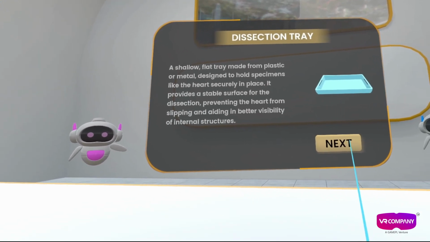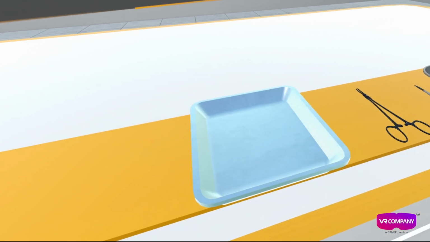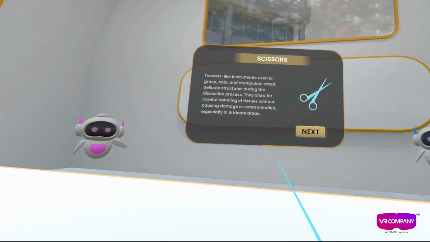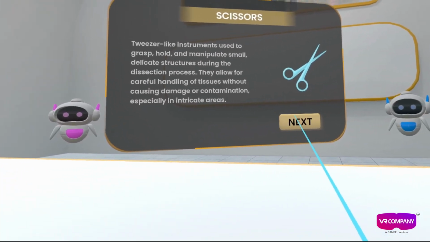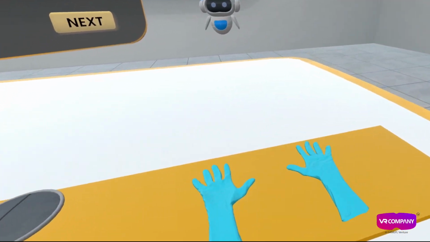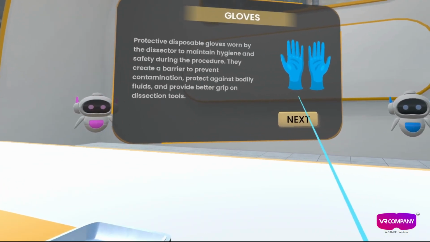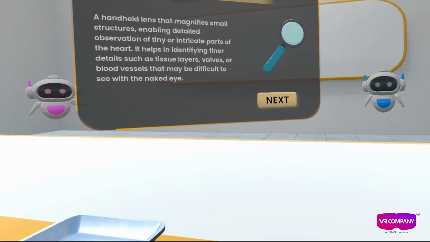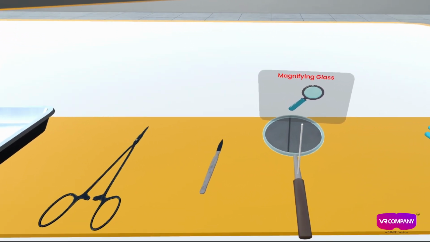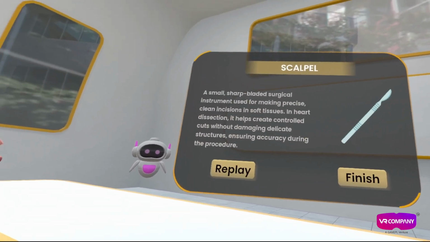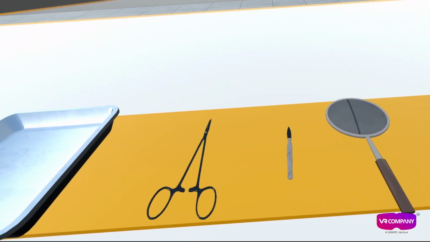Dissection tray to hold the heart in place. Scissors for cutting thicker tissues. Gloves for safety and hygiene. Magnifying glass to help you closely observe smaller structures and details. Scalpel for precise incisions.